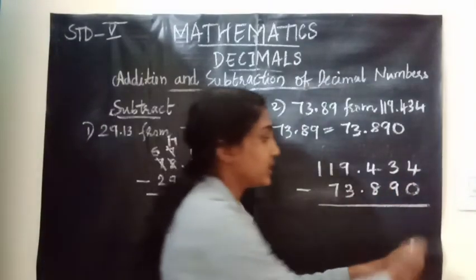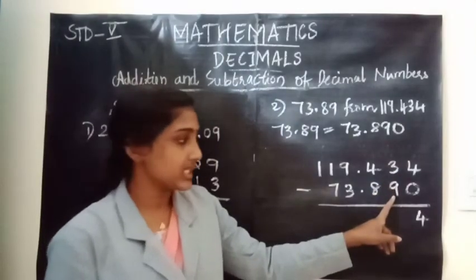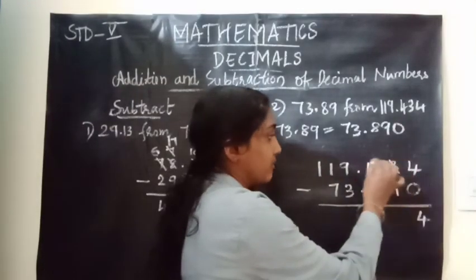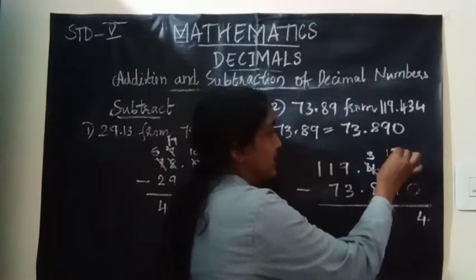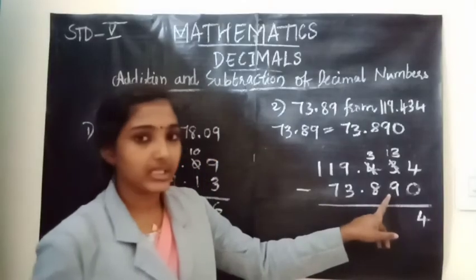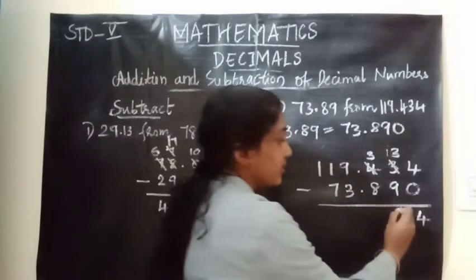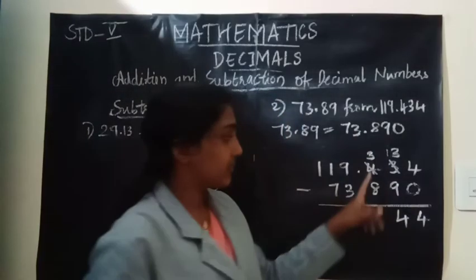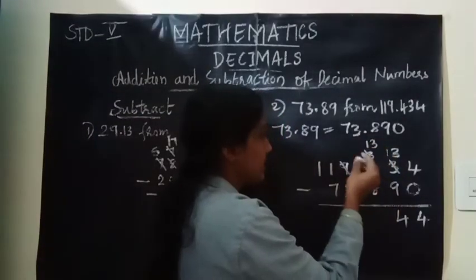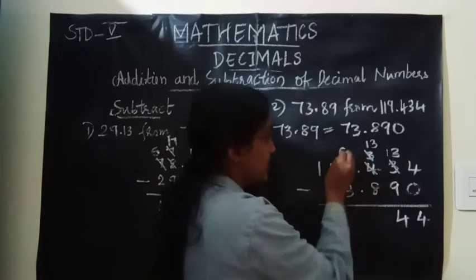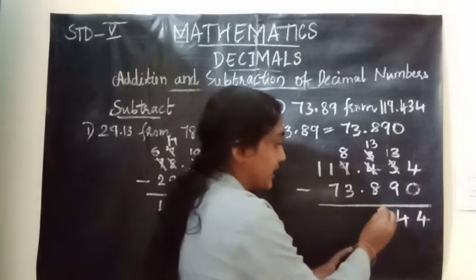Doing our subtraction, it is 4 minus 0. 4 minus 0 is 4. 3 minus 9. 3 minus 9 is not possible. So borrowing from the next place, 4 will become 3 and 3 will become 13. 13 minus 9 is 4. Then 3 minus 8, again not possible. So it is 13 here and 9 will change into 8. 13 minus 8 will get 5.